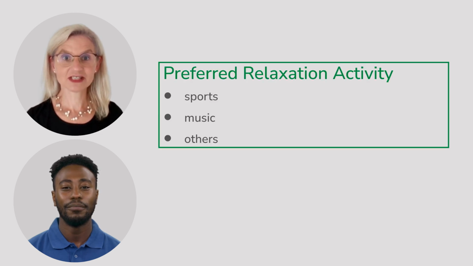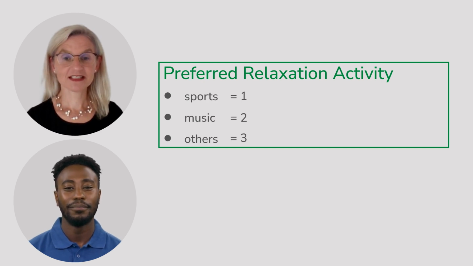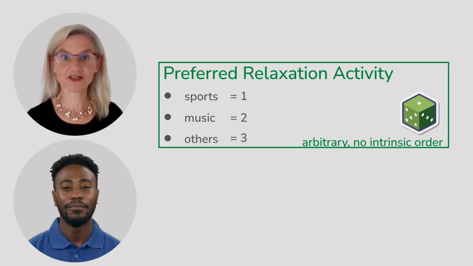For statistical analysis, we usually need numerical data. But not every variable starts out as a number. Take preferred relaxation activity. It might have three categories: sports, music, and others. To analyze them, we assign each category a number. So for example, 1 means sports, 2 means music, 3 means others. Exactly. But for this variable, the numbers and their order are completely arbitrary. We could just as well assign sports equal 6, music equal 3, and others equal 10. The numbers are simply codes, not quantities.